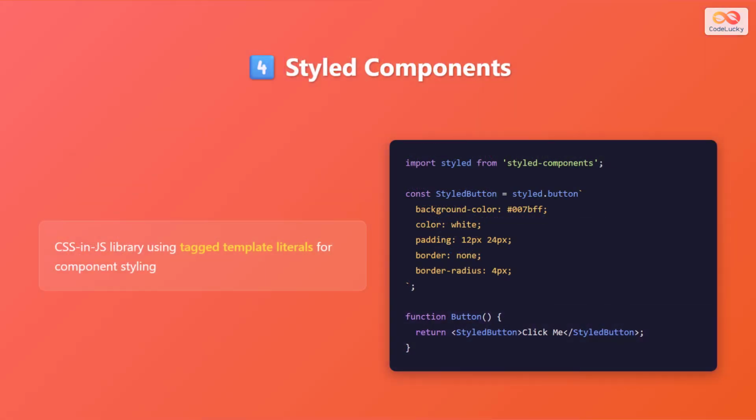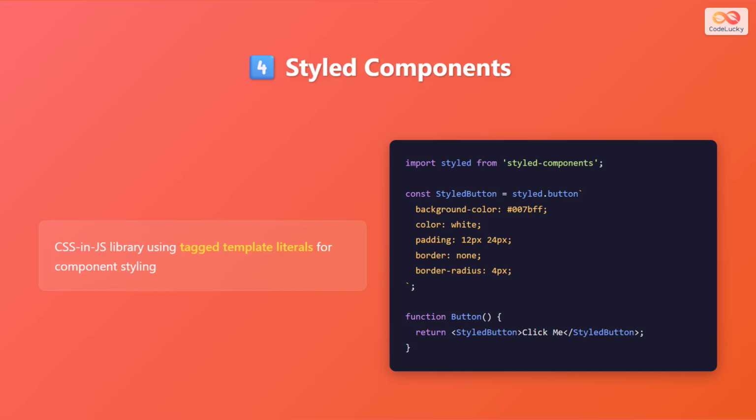Another way to style React components is with styled components. Styled components is a cascading style sheets in JavaScript library that utilizes tagged template literals for component styling. This allows you to write actual cascading style sheets code to style your components. This provides the benefits of both JavaScript and cascading style sheets.